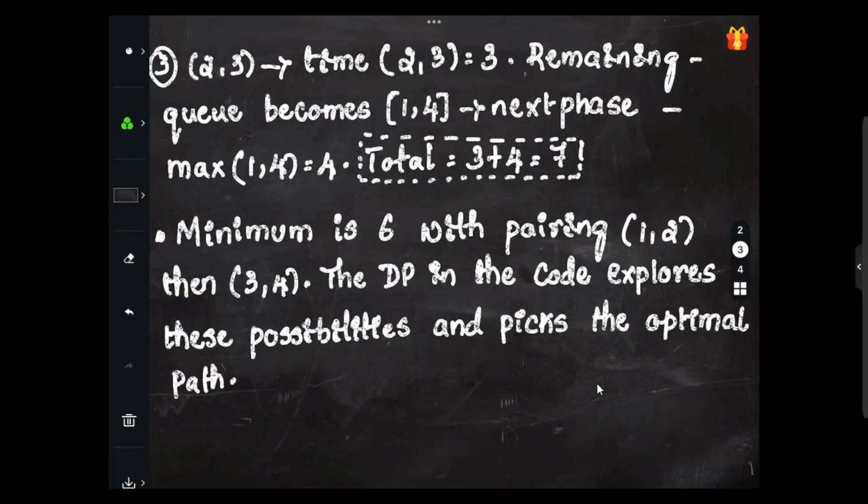Next we'll be going with 2 comma 3, the last one basically. The remaining queue becomes 1 comma 4. Among 2 and 3 the max is 3, and the max of 1 comma 4 is nothing but 4. We'll be going with 3 plus 4 again, so this one will be 7 basically, right? So this is fine, I believe. Now the minimum is 6 here.